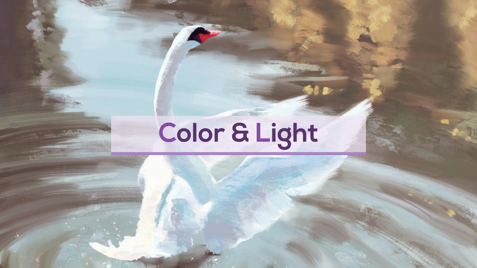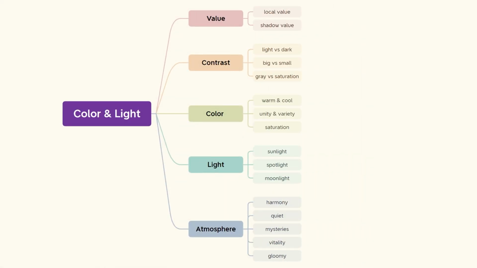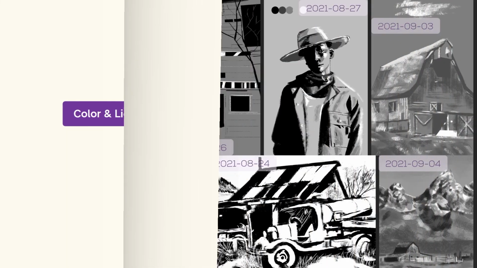Color and light. It may be the most difficult one among all the topics. It looks simple at first, but you will easily lose yourself in all the interfering factors: value, hue, and saturation. These 3 create infinite possibilities.